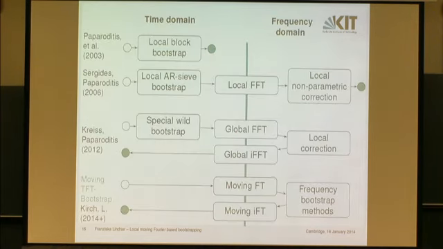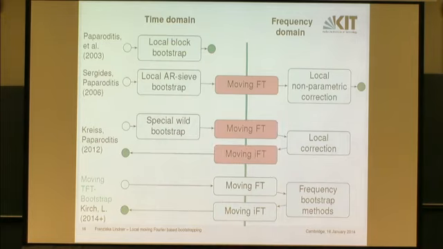Well, now we've thoroughly looked at this moving TFT bootstrap, which effectively uses that moving Fourier transformation. One could get the idea of maybe substituting those Fourier transformations that occur in the other bootstraps by the moving versions. And this is what we did. We substituted this and called it moving autoregressive aided periodogram bootstrap, and we substituted here and called it moving hybrid bootstrap.